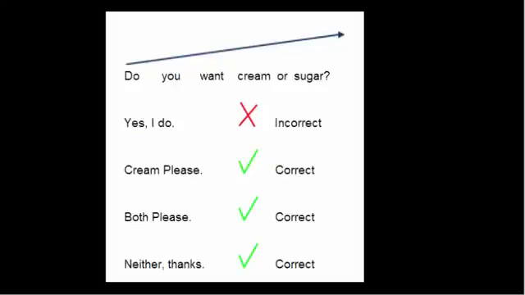Do you want cream or sugar? Now, here's where you, coffee or tea, you have to choose. Do I want the tea or do I want the coffee? But if I say, do you want cream or sugar? Well, you might want both, right? So be careful. Do you want cream or sugar? Yes, I do. No, that's not correct. Of course, yeah, you do. If you say cream, please, or both, please, or neither, thanks, that answers those questions.